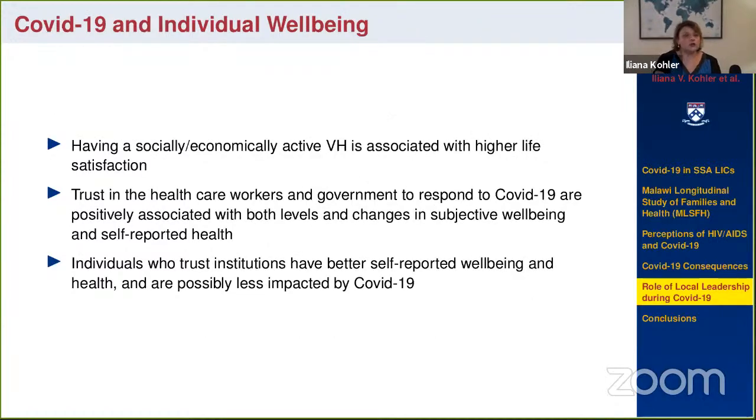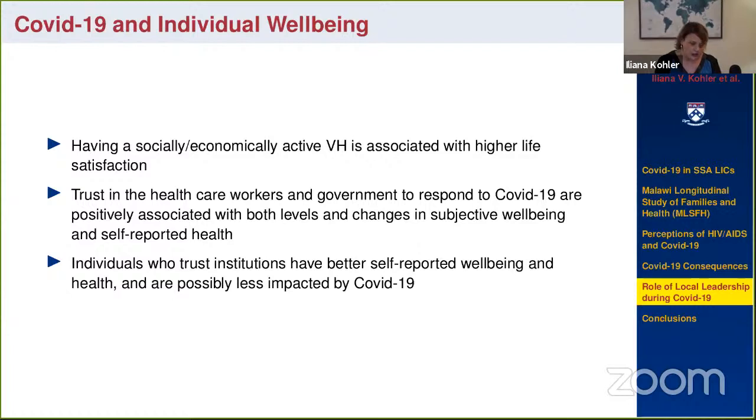We also look at the relationship between having a socially and economically active village head and different outcomes such as life satisfaction and subjective well-being. And we have found a strong relationship, suggesting that having a socially and/or economically active village head is associated with higher life satisfaction.